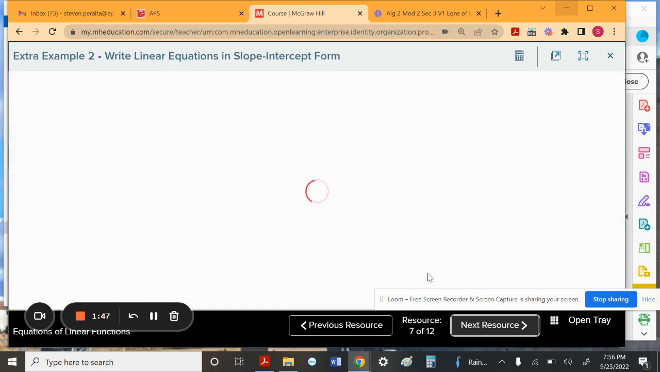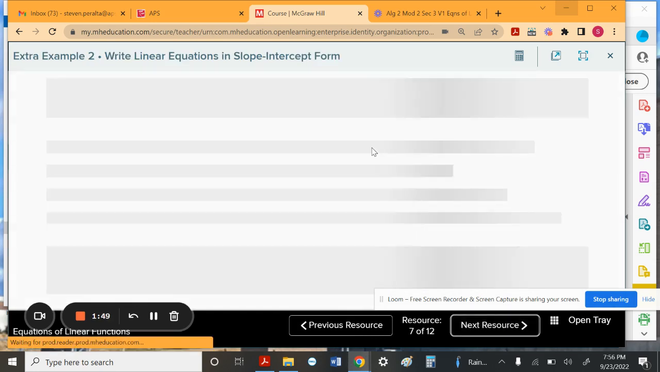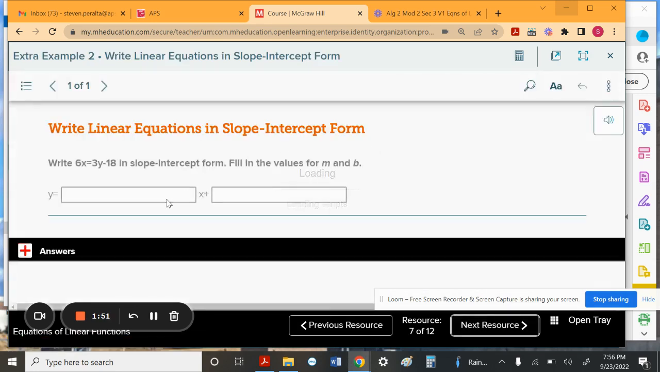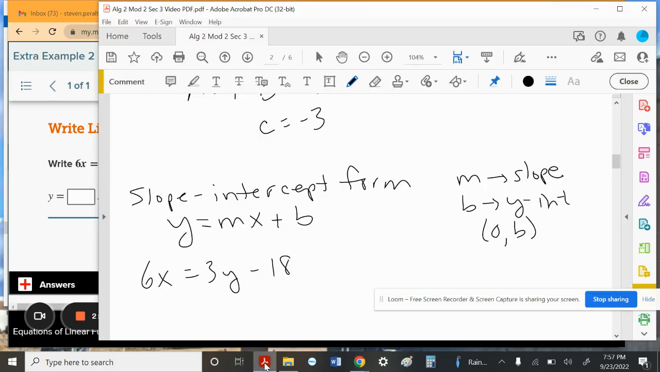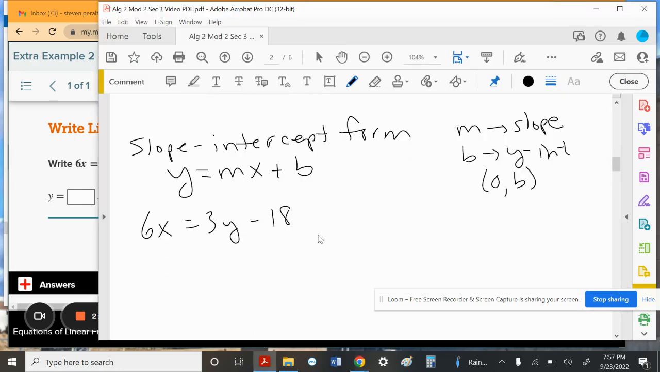Now let's take a look at an actual equation. We have 6x equals 3y minus 18. We want to put it in slope-intercept form, so we want to solve for y. When we solve for y, we'll figure out what that form is. Of course, we have this equation right here.